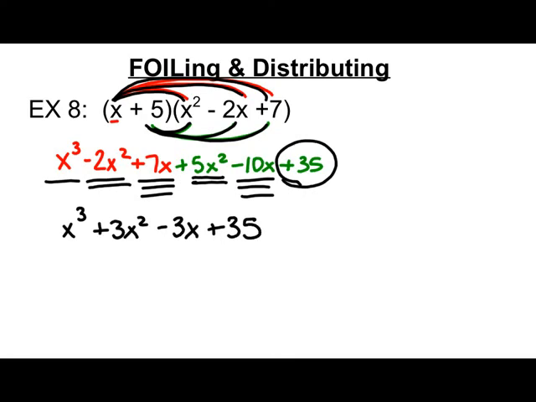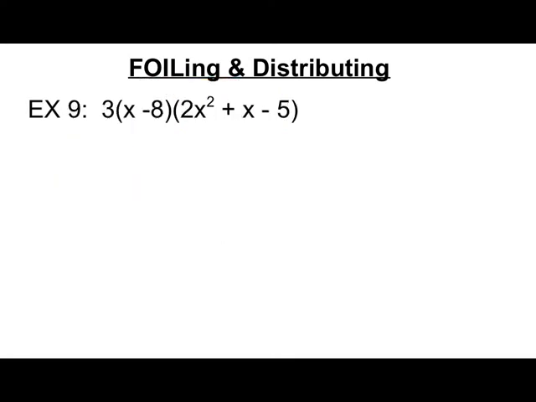Okay, one more example and then we are done. Last example combines everything we've done up until now. We're going to FOIL, we're going to distribute. This is one of those problems where you can either distribute the 3 first and then multiply, but you'll have larger numbers at the beginning, or you can wait. I'm just going to FOIL first, or distribute first, and then multiply by the 3. So I'm going to conquer these 2 sets of parentheses right there.